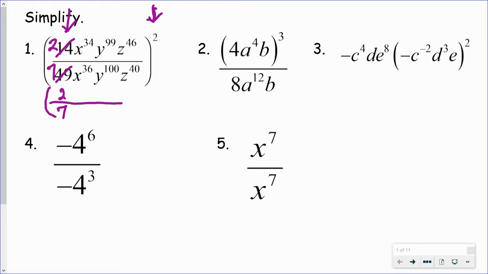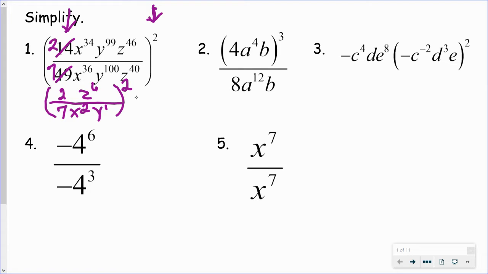Now, for the variables, x to the power of 34 over x to the power of 36, I look and see where is my bigger exponent, and I realize it's in the denominator or the bottom of the fraction, and I subtract. I do the same thing for my y's. 100 is bigger than 99, and I subtract. And for z's, 46 is bigger than 40, so it'll go on top, and subtract. Now, there's still parentheses to that power of 2.